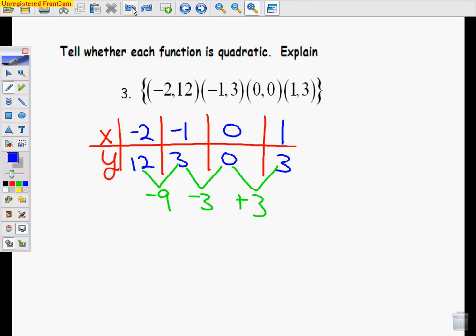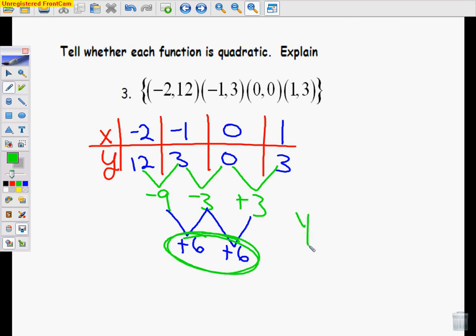Now to find our second differences, we take the differences of the differences. So now we look at how did we go from -9 to -3? Well, we had to add 6. How did you go from -3 to +3? Again, we added 6. These values down here are our second differences. If the second differences are the same, they're constant, then we know that our table represents a quadratic function. And because these are both 6, we know that this represents a quadratic function.